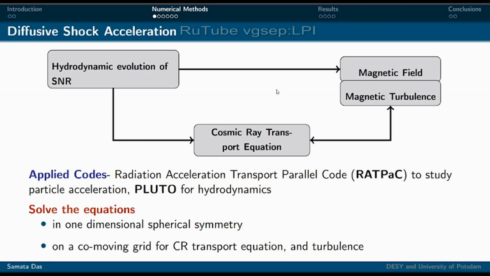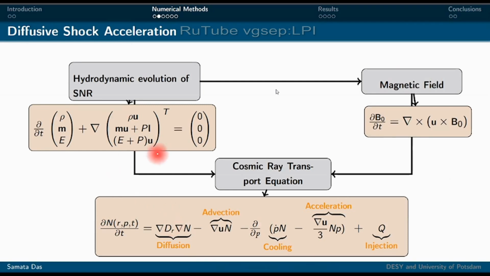We did all this calculation in 1D spherical symmetry, and we have used a co-moving grid for the cosmic ray transport equation and the transport equation for turbulence. We have described these components using different equations. For the hydrodynamic evolution of the supernova remnant, we have the hydrodynamic equations, and for the evolution of the background magnetic field through the entire lifetime of the supernova remnant, we have calculated the induction equation, and then we have the cosmic ray transport equation.